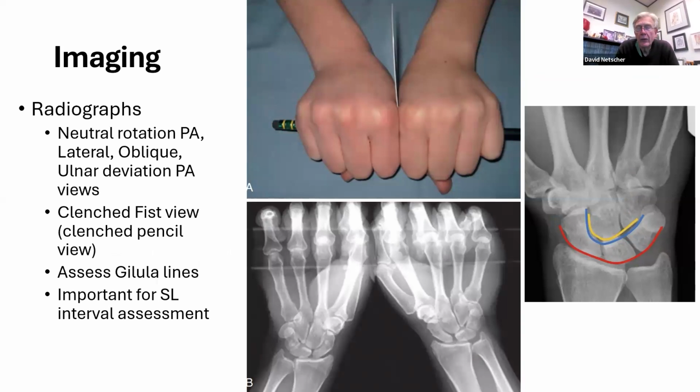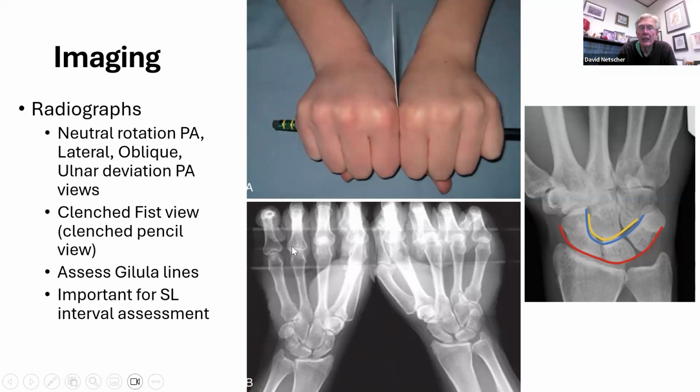Radiographs are important. Normally, of course, we have PA, lateral and oblique X-rays, but if you're suspecting a scaphoid fracture, you need one additional view, which is the ulnar deviated view. So you take the wrist in a PA, ulnar deviating towards the little finger, because that then expands the scaphoid and you see a good elongated view of the scaphoid.